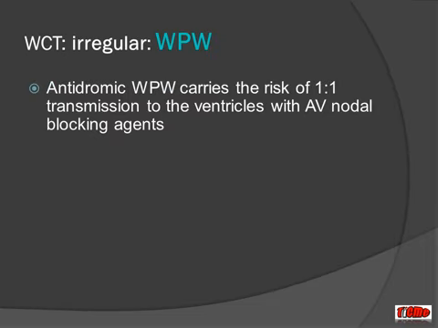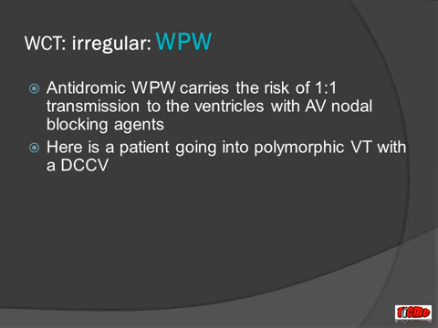To summarise, antidromic Wolff-Parkinson-White confers the risk of one-to-one transmission of the atrial rhythm through to the ventricles, particularly in the presence of AV nodal blocking drugs such as verapamil. What will happen? Well, you get a polymorphic VT-like picture. Actually, it's an atrioventricular rhythm, but particularly if it's AF, you're going to get a very rapid, very chaotic ventricular rhythm. Here's someone going into that rhythm with a DC cardioversion.